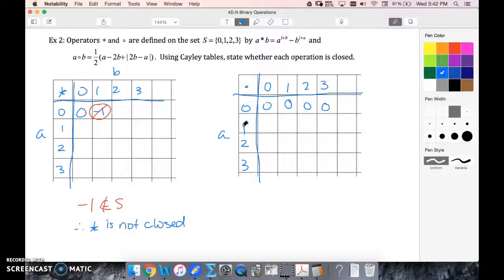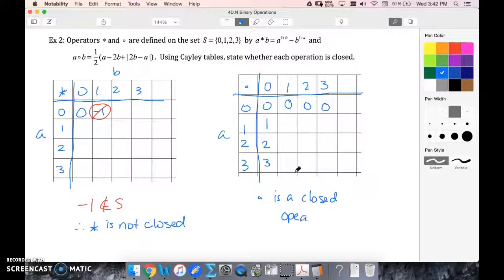Let's come down this column where B is 0 and A is these different values. So if B is 0, then I'm going to have A plus A using my absolute value. So 1 plus 1 is 2, half of that is 1. I'm always going to end up with half. I'm going to leave you to fill in the rest of these, and in the end, you should find that blob is a closed operation.